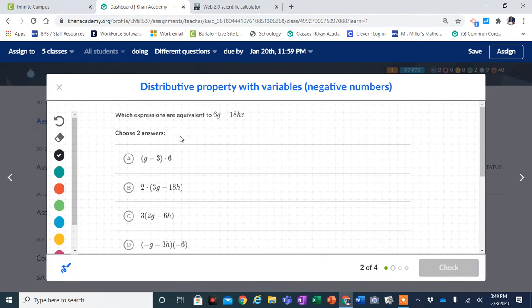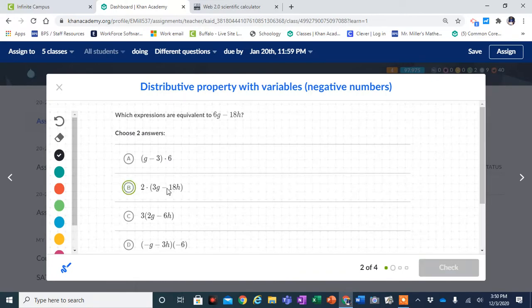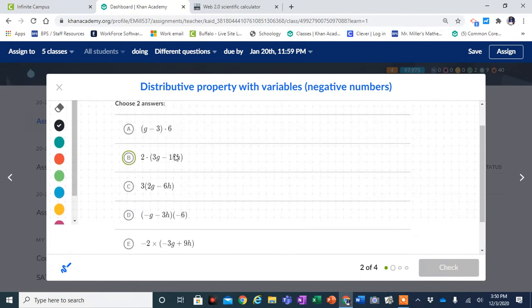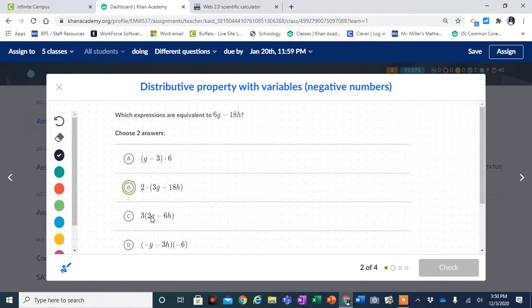Okay, which one of these are equivalent? There's 2 of them. So you have to distribute again. So 6 times g is 6g. 6 times negative 3 is negative 18, but you need an h, and there is no h. 2 times 3 is 6g, and then 2 times negative 18 is not negative 18. 3 times 2 is 6, keep the g. 3 times negative 6 is negative 18, keep the h.